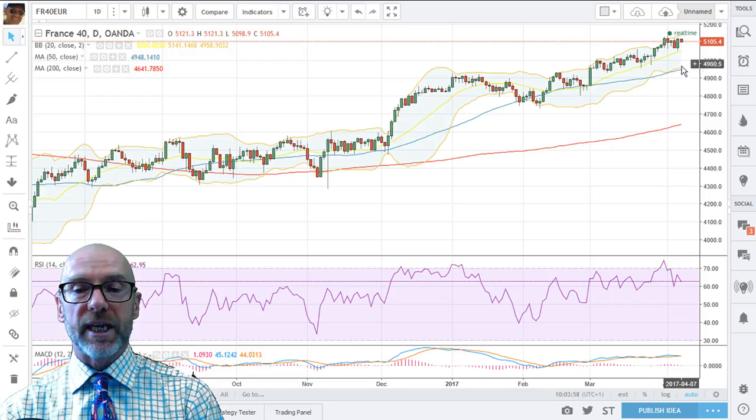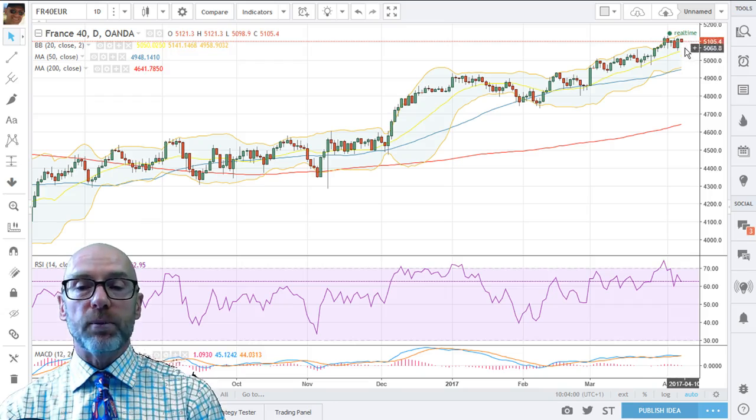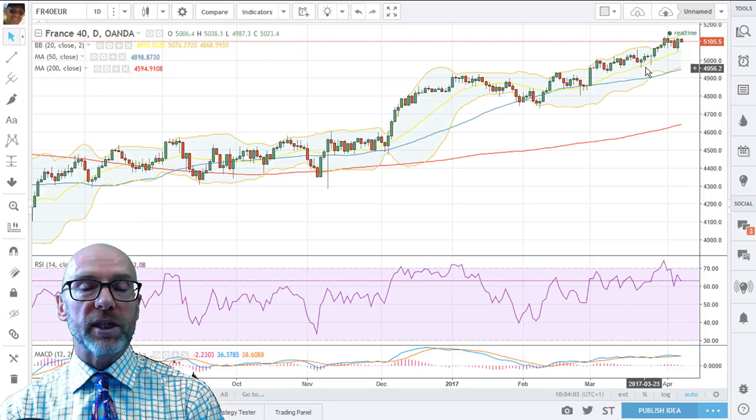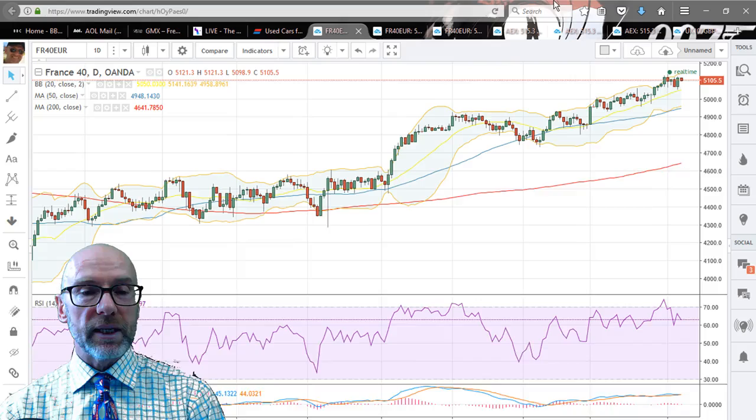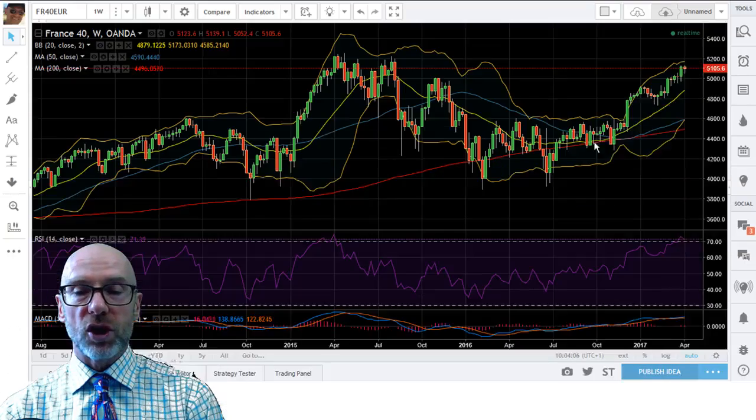We're above the 20-day, above the 50-day. On any pullback, the 20-day will give support, as we saw earlier in March. Let's now look at the longer term picture.